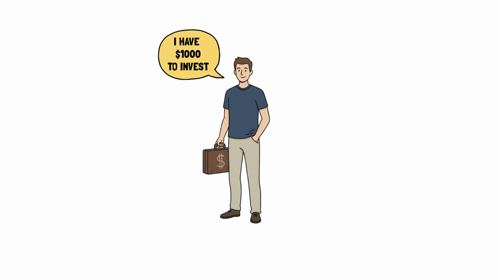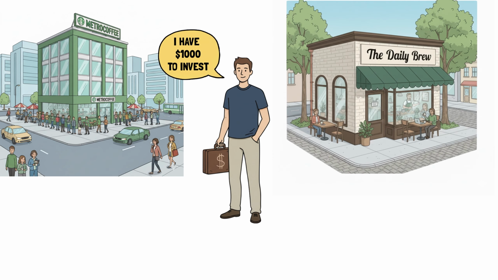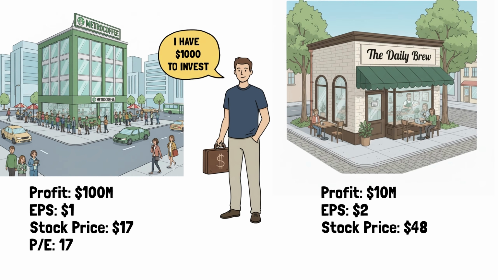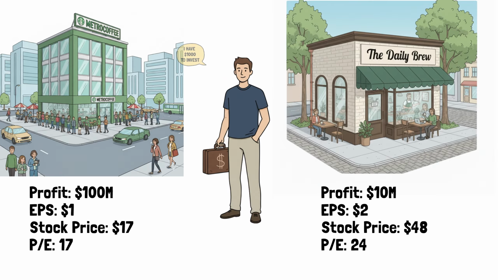You have $1,000 to invest. Last year, Metro Coffee made $100 million in profit with an EPS of $1 and trades at $17 per share, which gives it a PE ratio of 17. Daily Brew made just $10 million with an EPS of $2 and trades at $48 per share, which gives us a PE ratio of 24. Which one should you choose to invest in?